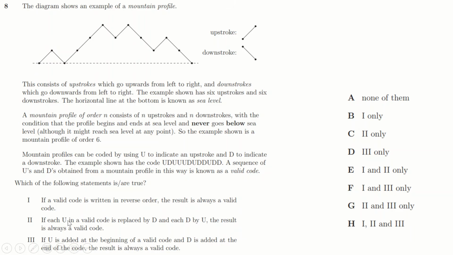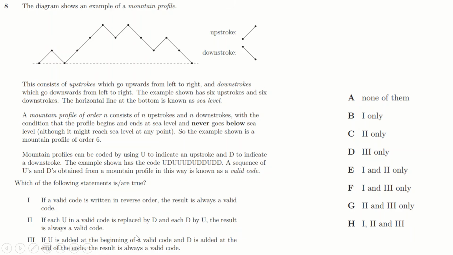Oh well. If U is a valid code, so again, this is a valid code, so let's just use this as an example. If each up is replaced by a down, the result is valid. Well, again, if I replace this up with a down, then I go down to start with. And I can't do that. So this is not true either.